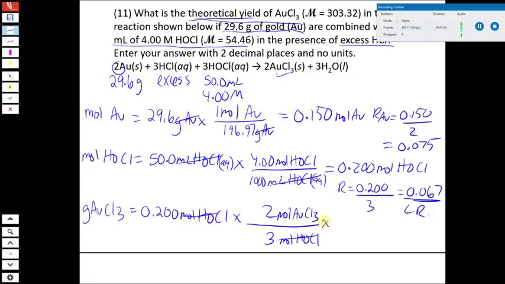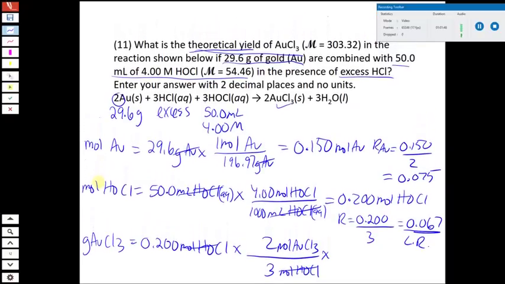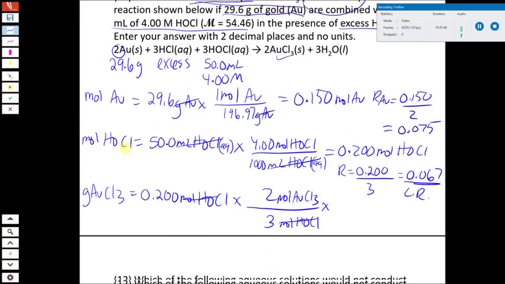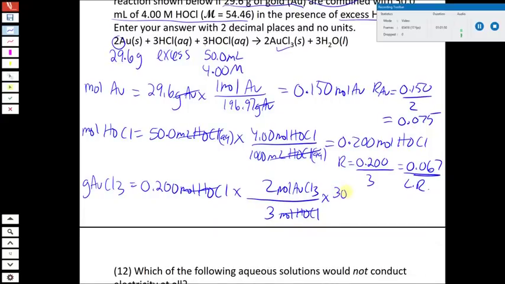And then once we have moles of our product, we can find mass by using its molar mass, 303.32. So we have 303.32 grams of gold chloride per 1 mole. So once we have moles, we multiply it by molar mass to get back into grams. And working all that out, we get 40.4 grams.